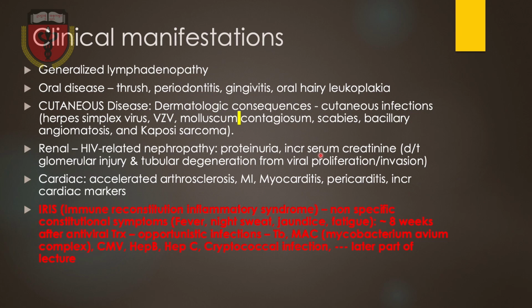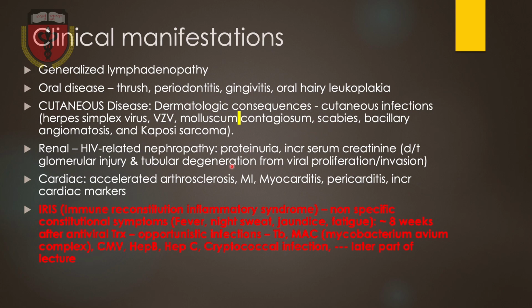The skin is affected because the virus goes everywhere. It's not just the virus going everywhere, because the immune system also drops, right? So CD4 drops, the immune system drops. So there's a chance of cutaneous infections like HSV, VZV, molluscum contagiosum, and scabies. So any kind of cutaneous infection happens. So these are dermatologic consequences.